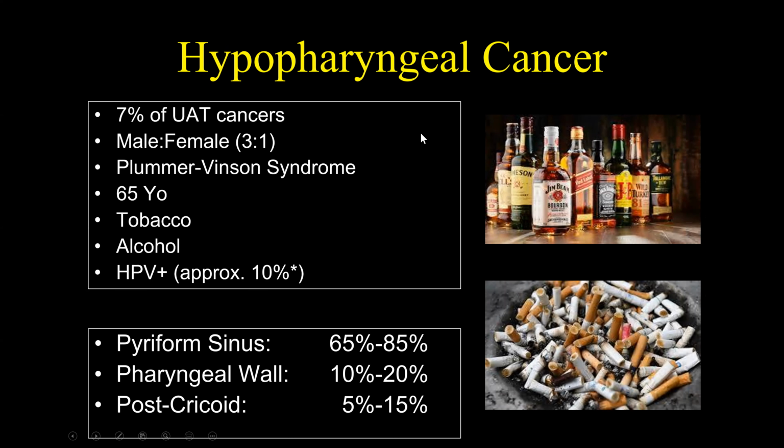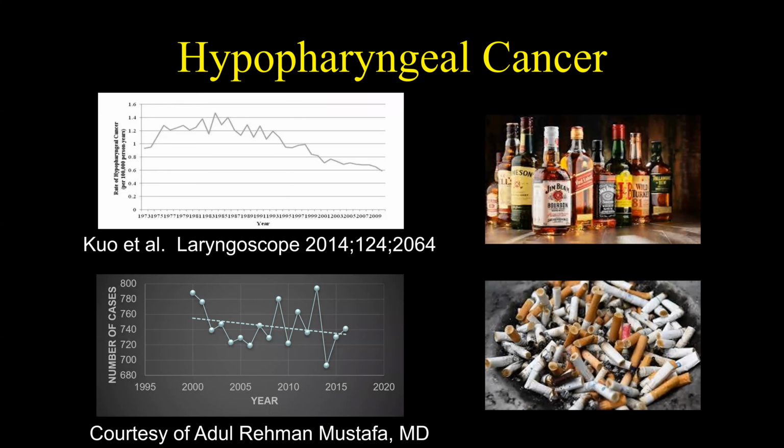When we talk about hypopharyngeal carcinomas, they comprise about 7% of upper aerodigestive tract cancers. They're more common in males than in females. It's associated with Plummer-Vinson syndrome. The average age of onset is 65 years old. It is associated with tobacco and alcohol, and only approximately 10% of squamous cell carcinomas involving the hypopharynx are HPV positive. The subsite most commonly involved in the hypopharynx with cancer is the piriform sinus, followed by the posterior pharyngeal wall, and then eventually the post-cricoid area.